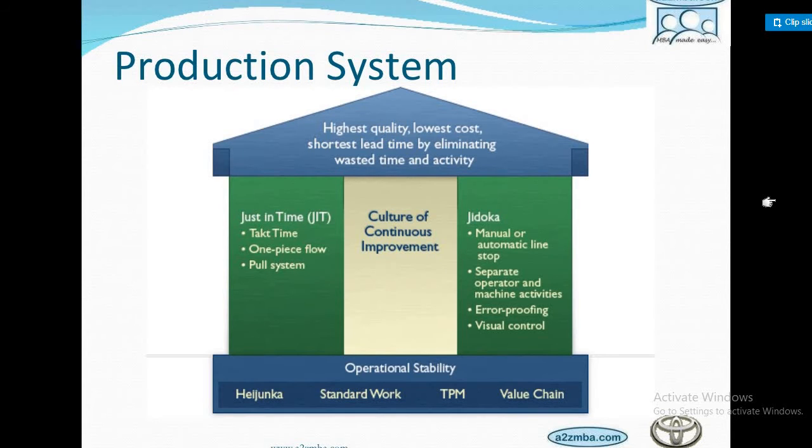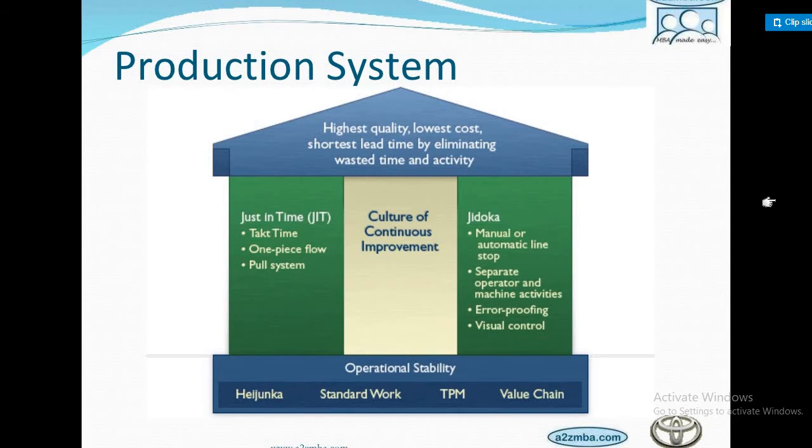Okay, for that purpose we include 3 pillars. What are the 3 pillars? Just in time, meaning takt time, one piece flow and pull system. The second pillar is culture of continuous improvement, and the third pillar is jidoka. What is meant by jidoka, we are going to learn in the further slides. For these 3 pillars, what is the base requirement? That is operational stability.